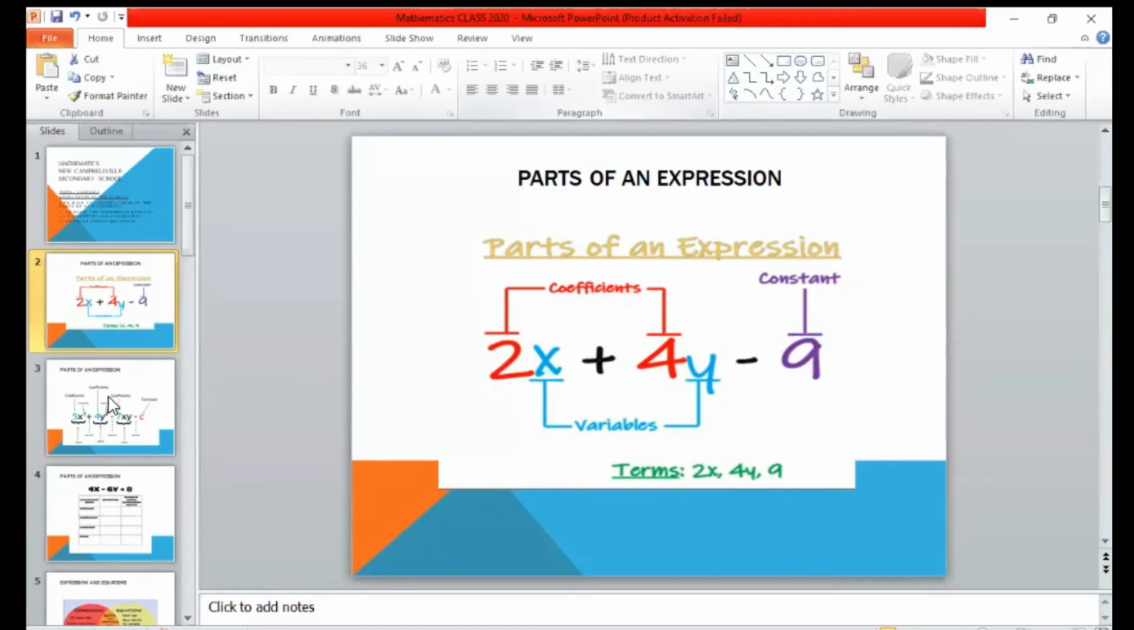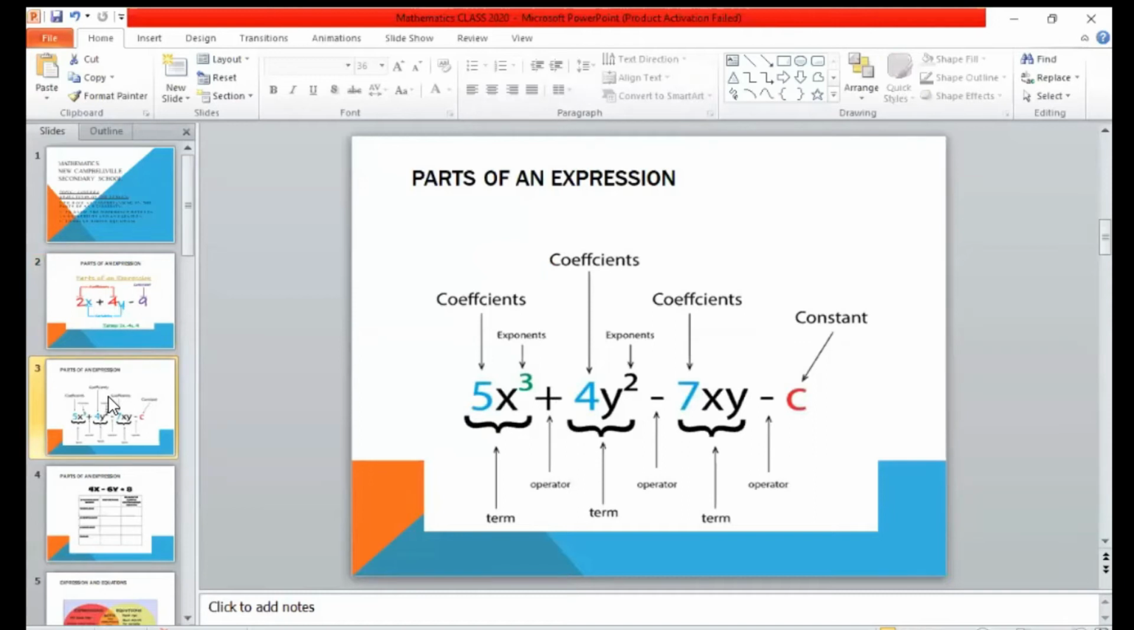Look at this one now. This one is a little bit more precise. We have 5x cubed plus 4y squared minus 7xy minus c. The coefficients are 5, 4, and 7. x, y, and xy are the variables. And you see here they have operators, plus and minus. Those are the ones that separate the terms in an expression, as I was stating earlier. So now we have an exponent in this one.